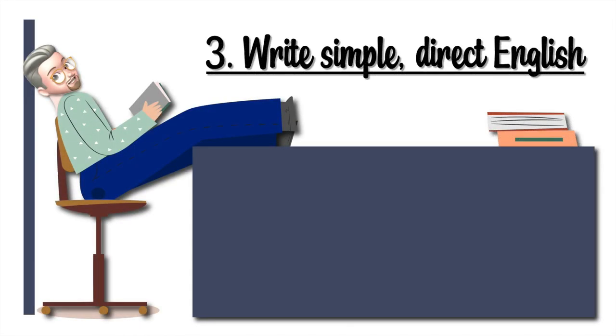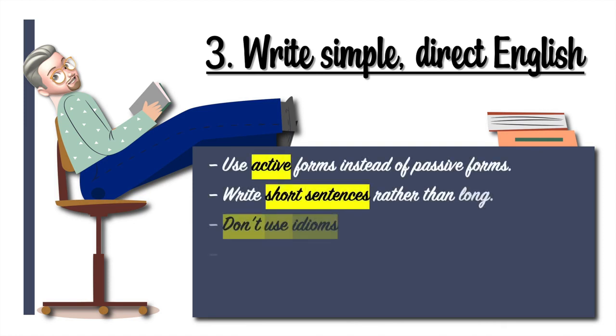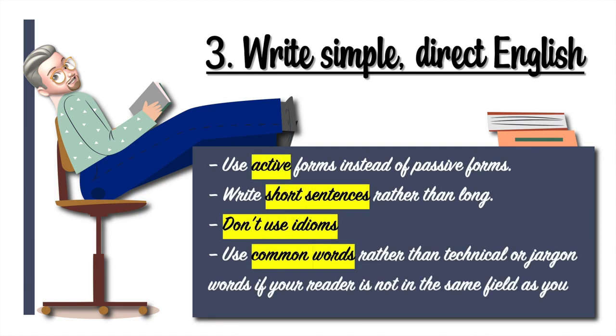Tip number 3. Write simple, direct English. Use active forms instead of passive forms. Write short sentences rather than long ones. Don't use idioms. Use common words rather than technical or jargon words if your reader is not in the same field as you.